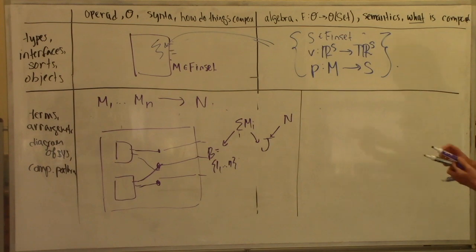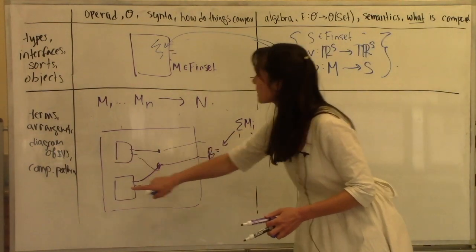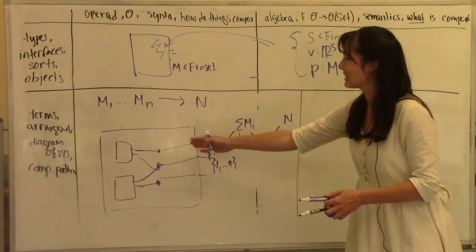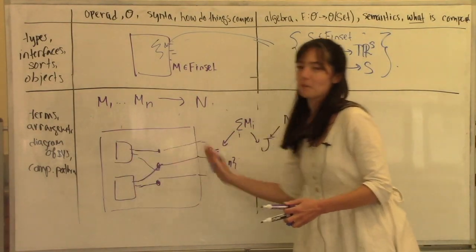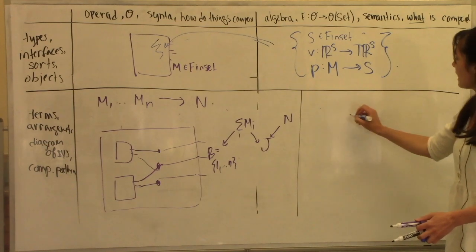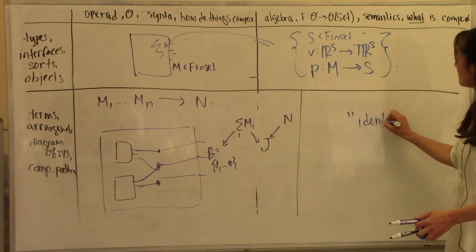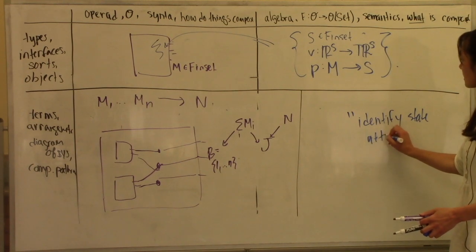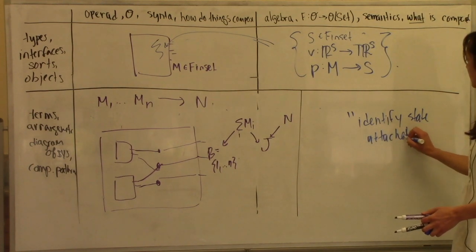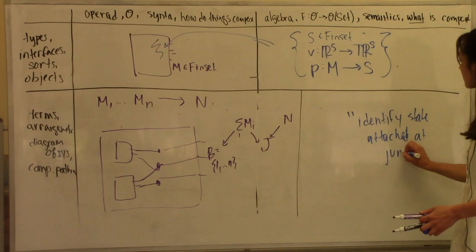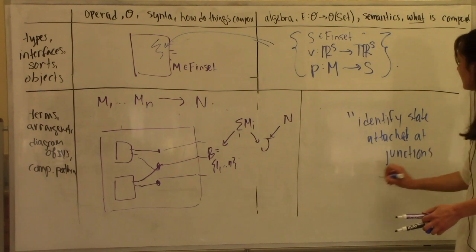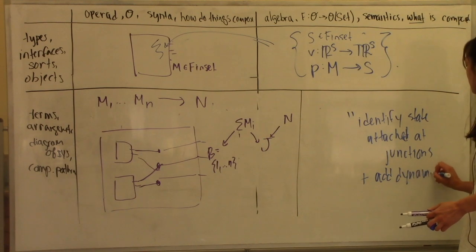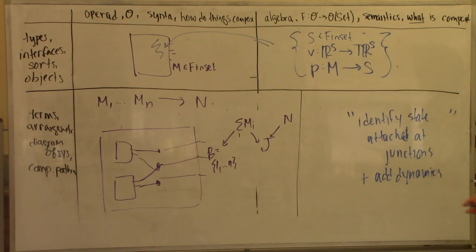And now the question is, if I fill each of these with an appropriate system, I need to get back a system of the outer type n. And the slogan for how to do this is you identify states attached at junctions, and we're going to add their dynamics. And we'll see an example of why this slogan makes sense.